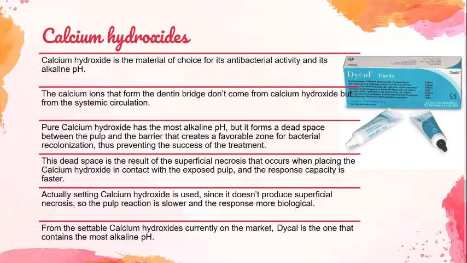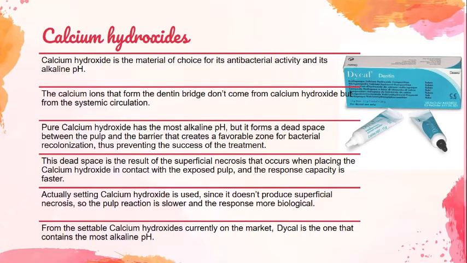Calcium hydroxide. Calcium hydroxide is a material of choice for its antibacterial activity and its alkaline pH. The calcium ions that form the dentin bridge don't come from calcium hydroxide, but from the systemic circulation. Pure calcium hydroxide has the most alkaline pH, but it forms a dead space between the pulp and the barrier that creates a favorable zone for bacterial recolonization, thus preventing the success of the treatment.